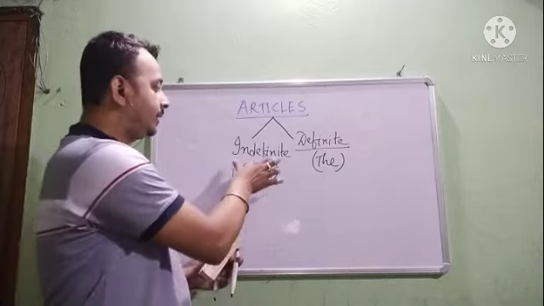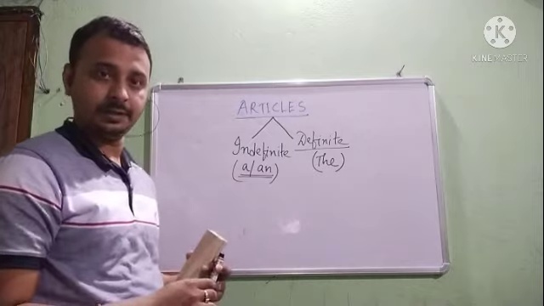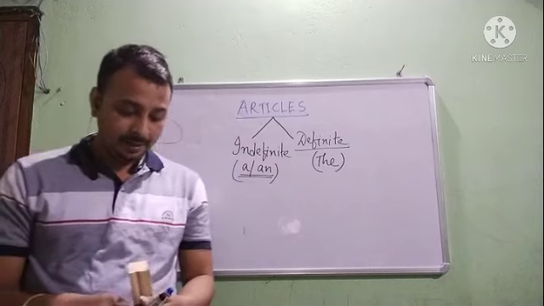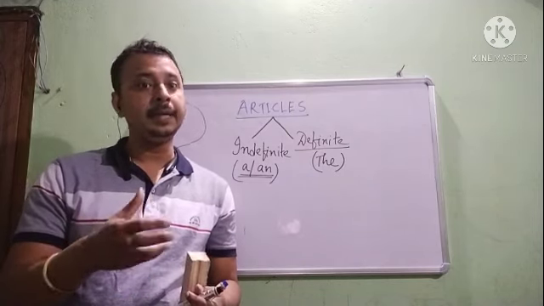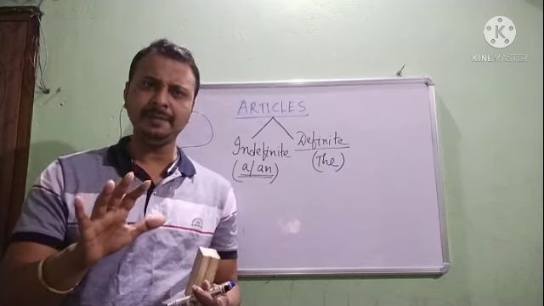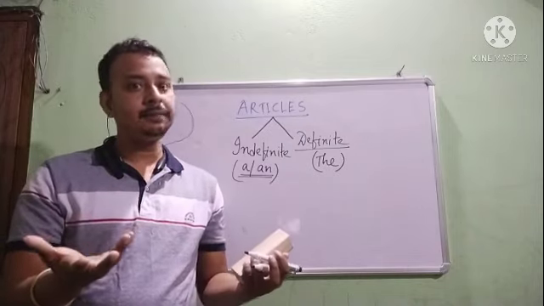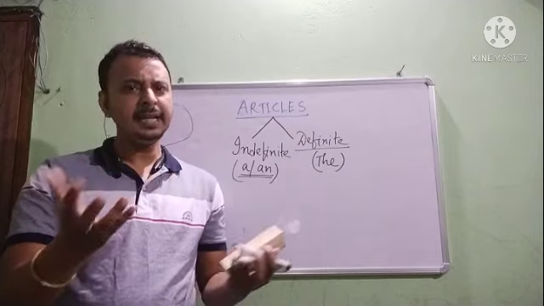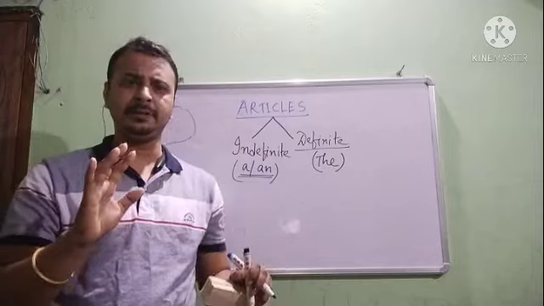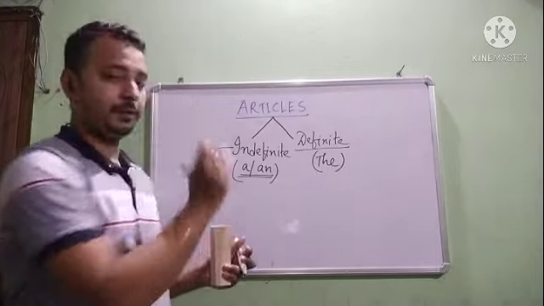Now I will tell you why this is called indefinite and why this is called definite. There is a reason. Let me give you an example. When I say I have a pen, or when I say give me a pen, then anybody can give me one pen. Any pen, it may be any pen. Give me a pen means any pen. It is not definite, it is not specified, not exactly spoken about. So this is indefinite, not definite.